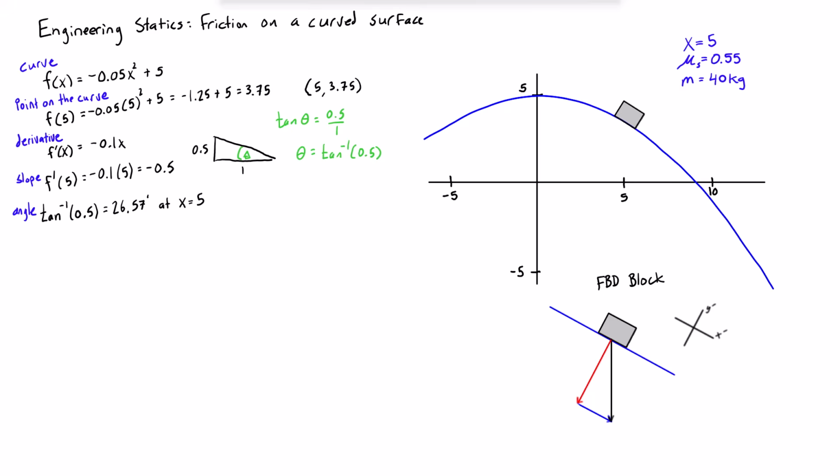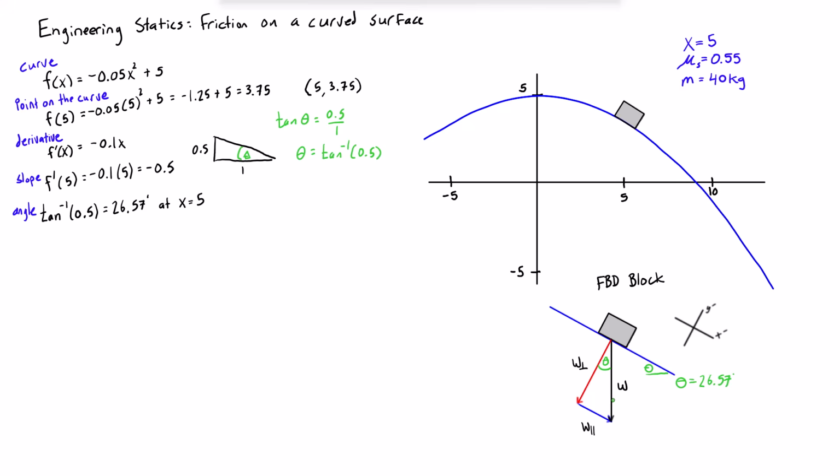So when we go on and label our forces here, we have the weight of the block, which points down in the y direction, but we want to find the components that are perpendicular to the surface and parallel to the surface. The component that is perpendicular to the surface is the red one. We're going to call that W perpendicular, and the component that is parallel to the surface we're going to call W parallel. The surface is tilted here at theta degrees, and that makes this angle in here also theta.